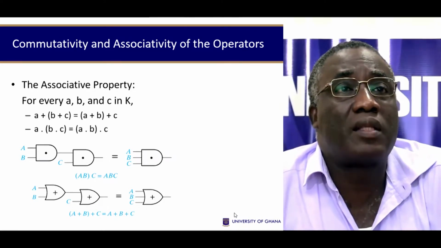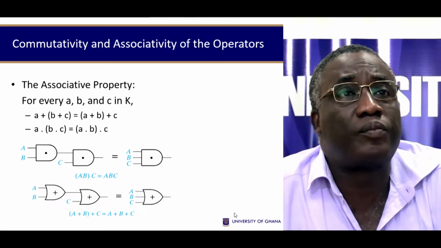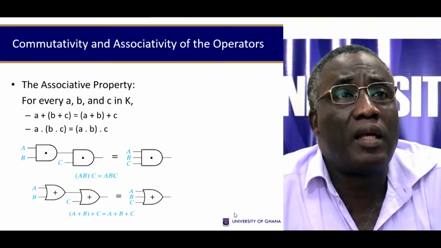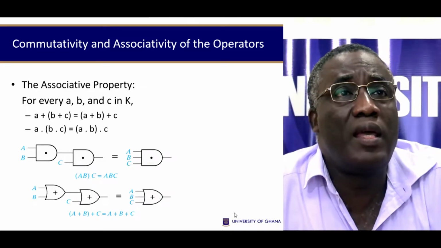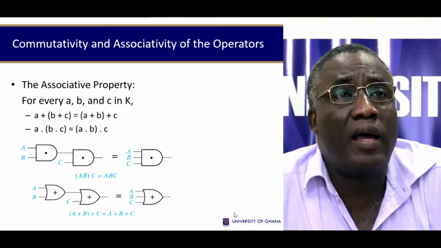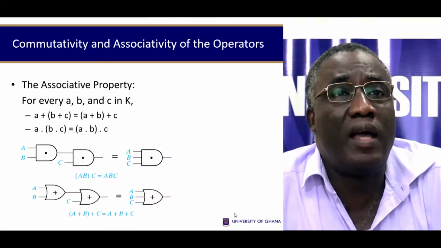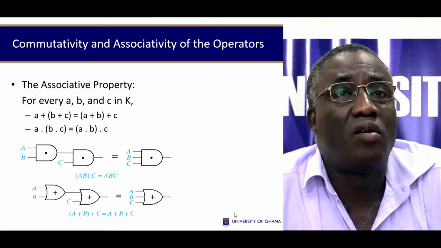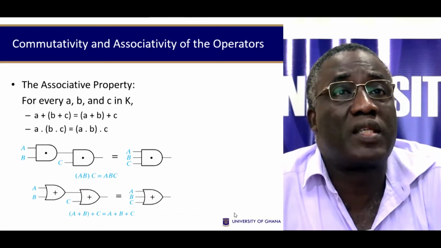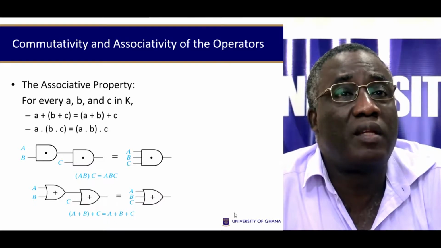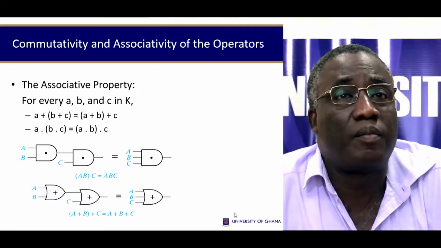We can write the circuits to represent this, such as in the first one, A and B, and then you AND that with a C. Or you can use a 3-input circuit to represent the same thing. The same way we can use the OR one as well to represent them.